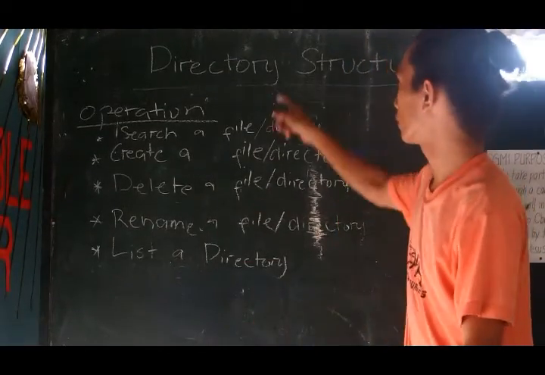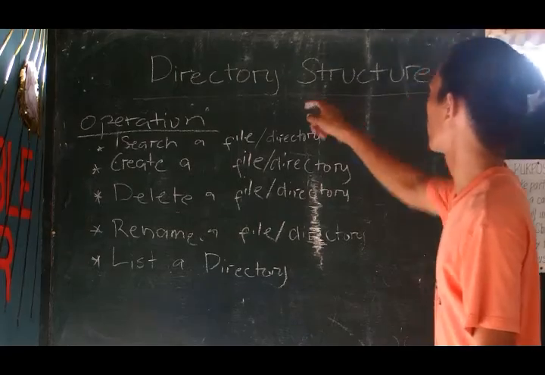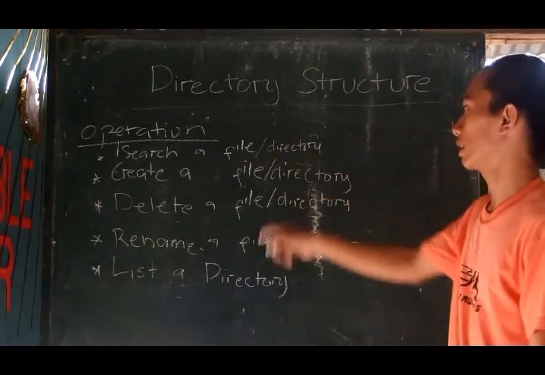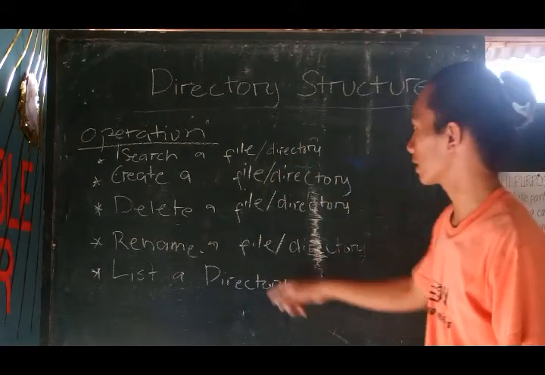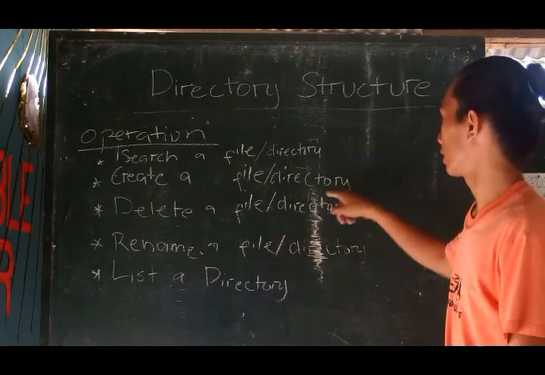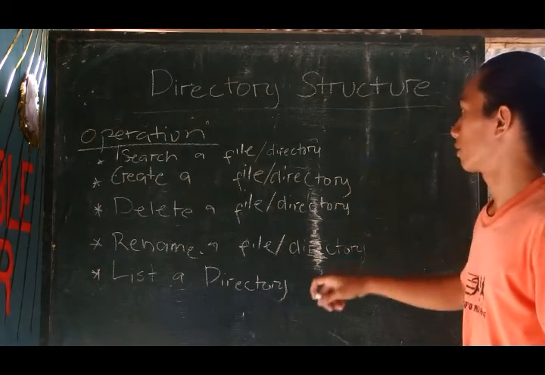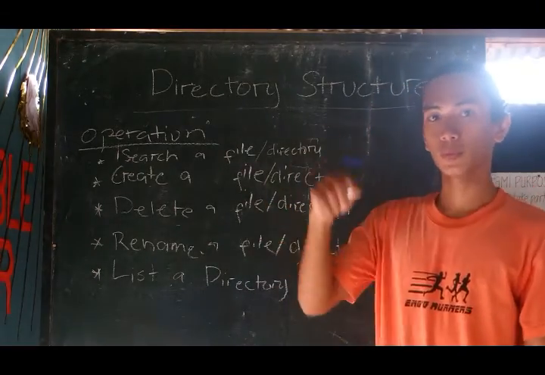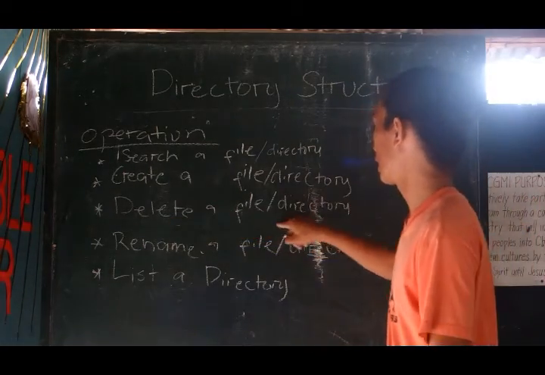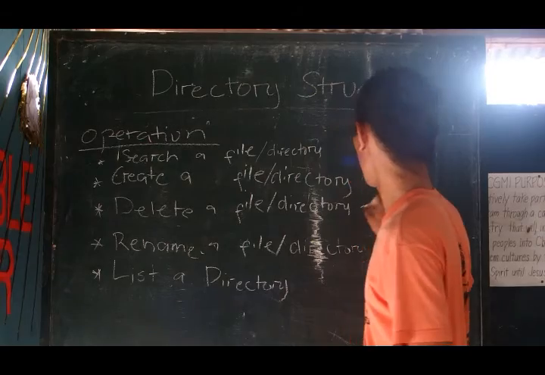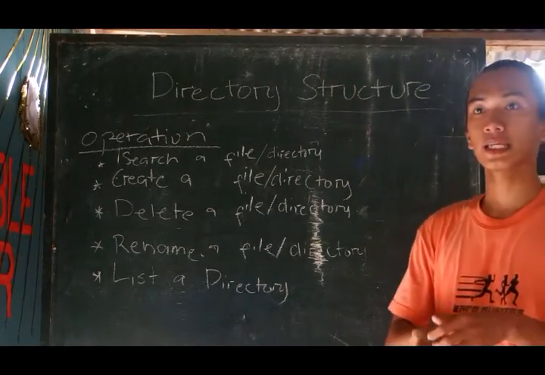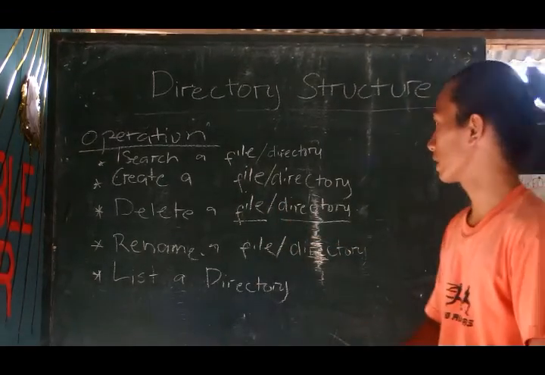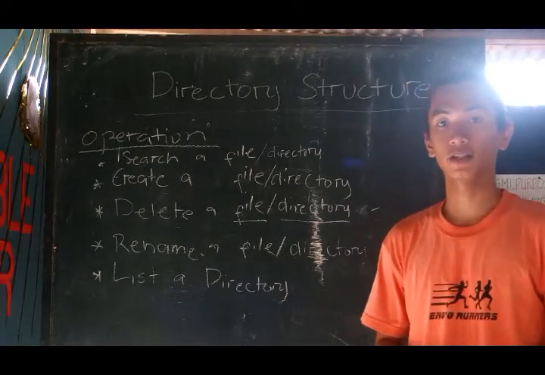We will tackle the operations of directory structure. First, search for a file. Very basic. We'll search files in a specific directory. Next is create a file or directory, which creates a new directory or a folder to put new files in. Next is delete a file or a directory. Deleting a directory will also delete all files and all subdirectories in that particular directory or folder.